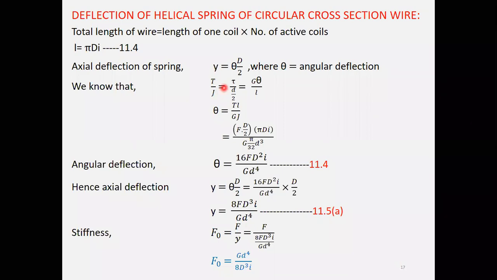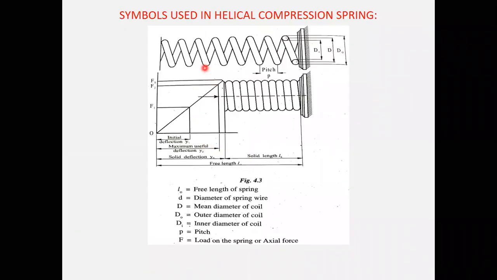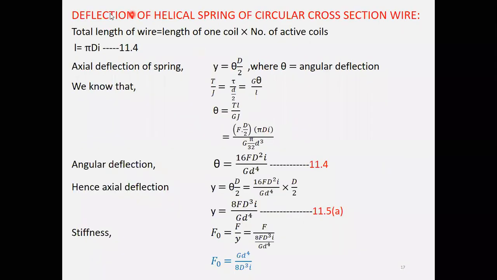Now, as you apply the load, see here in this figure, this is without the application of the load, or force is not applied on this. Now, if I apply the load, the spring will deflect. How to find out that deflection? The derivation is there: deflection of the helical spring of a circular cross-section wire. How to find out that?